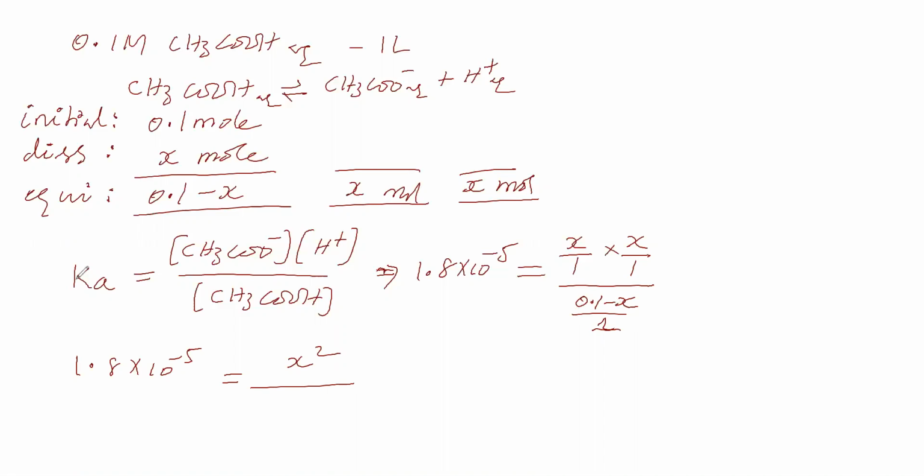Ka is the equilibrium constant, 10 power minus 5, which is a very low value. This means the equilibrium lies almost to the left, towards the backward direction. The equilibrium constant is low, its magnitude is small. Therefore, the equilibrium lies almost left. So 0.1 minus x is taken as nearly 0.1.